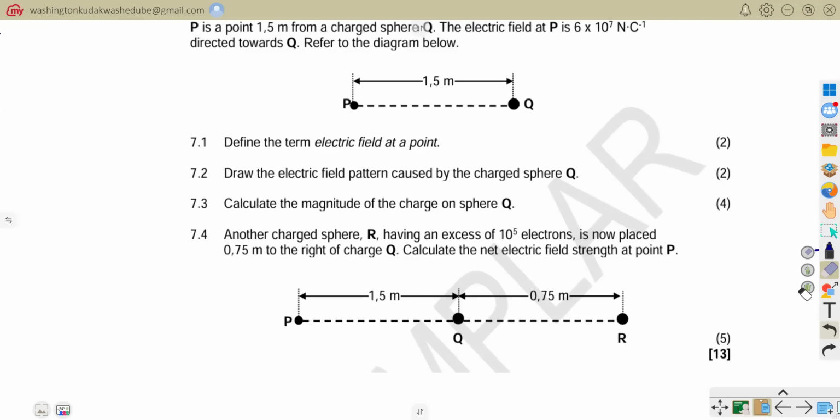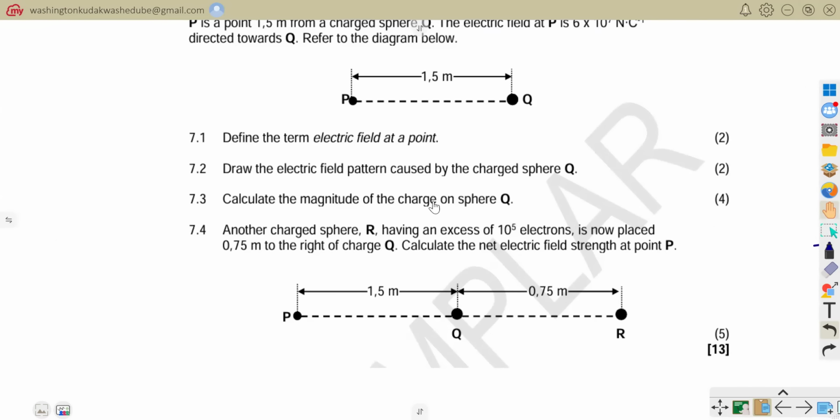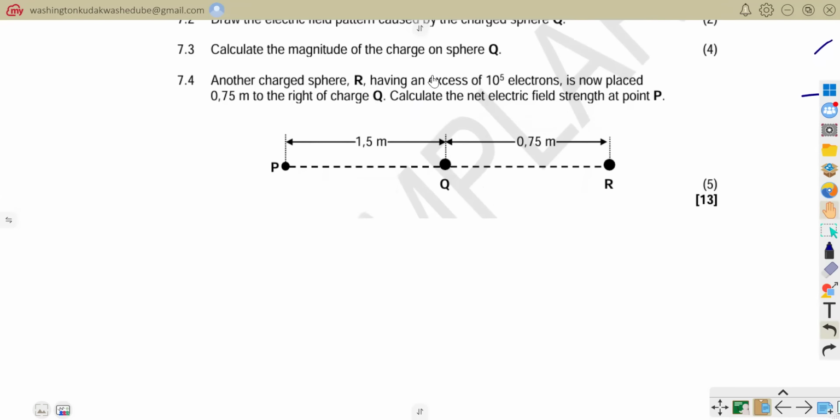Now they're saying another charged sphere R, having an excess of 10 to the power 5 electrons, is now placed 0.75 meters to the right of charge Q. Calculate the net electric field strength at point P. The net electric field strength at point P now.